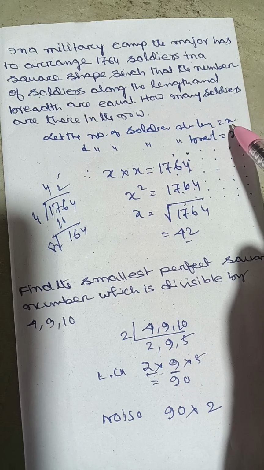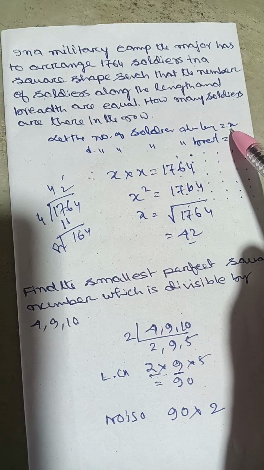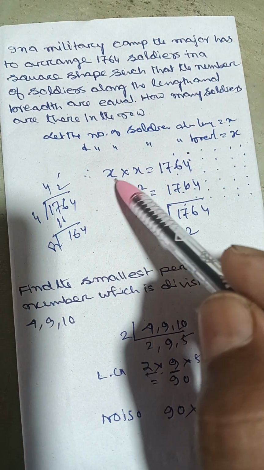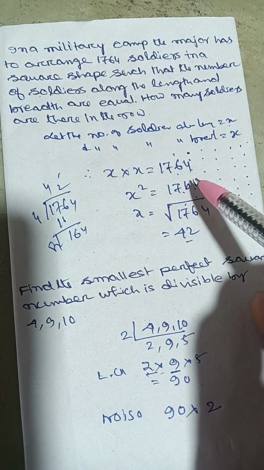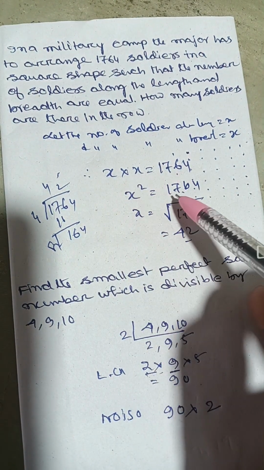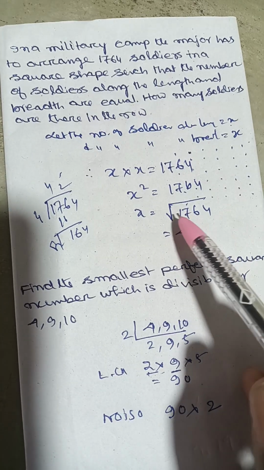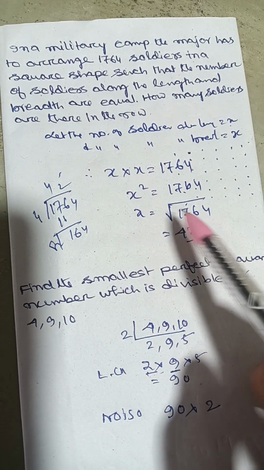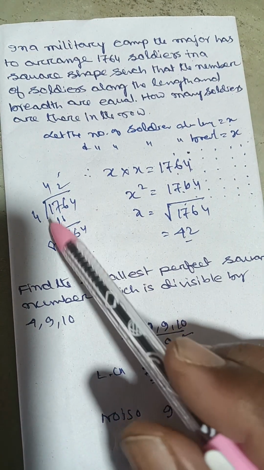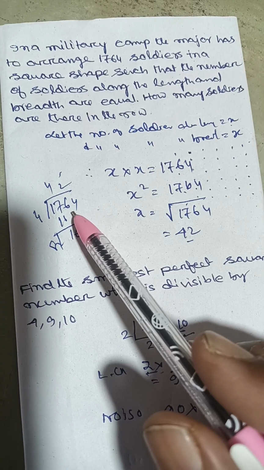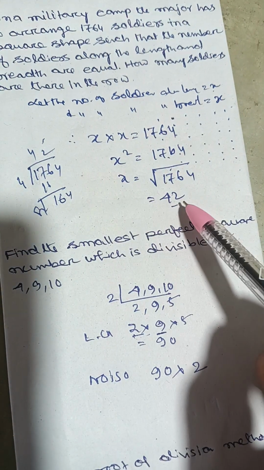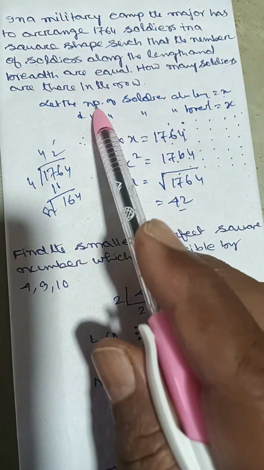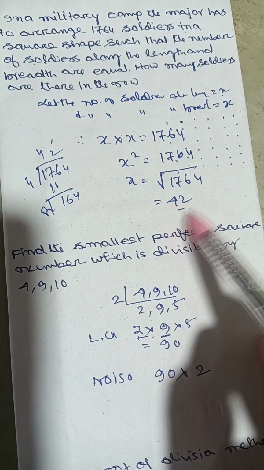Similarly here, along the length x and along the breadth also x. So the total number of soldiers is x into x, and it is given as 1764. I have written it: x into x is x square equal to 1764. So x can be written as root over 1764. You see, I have found the square root of this by the division method. I will show you the division method, and it becomes 42. It means the number of soldiers along the row is 42. Answer is 42. Next question.